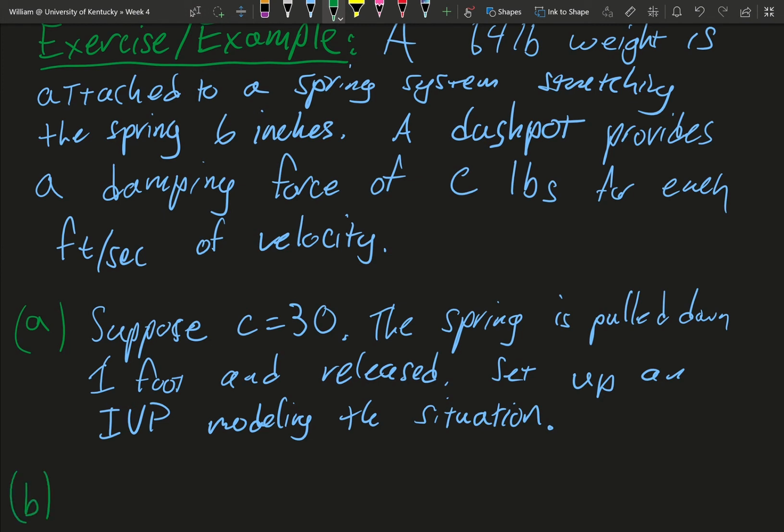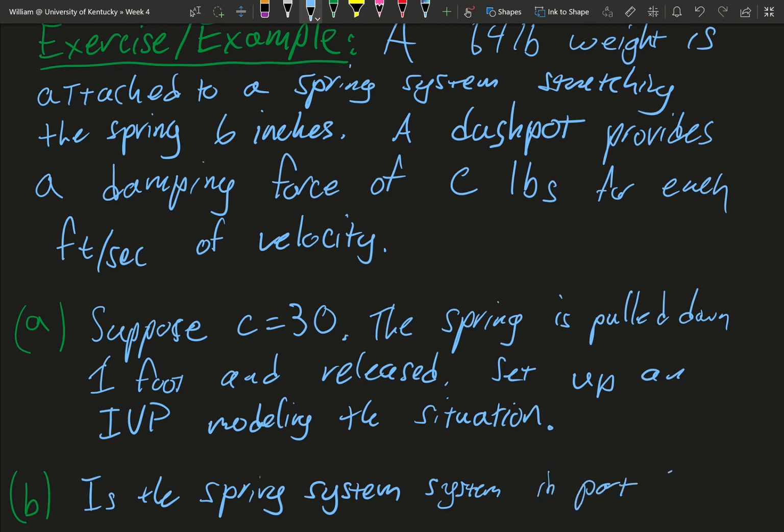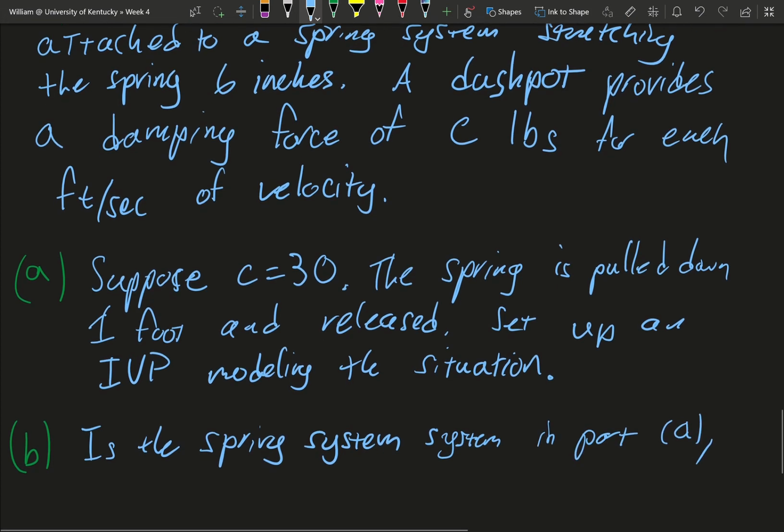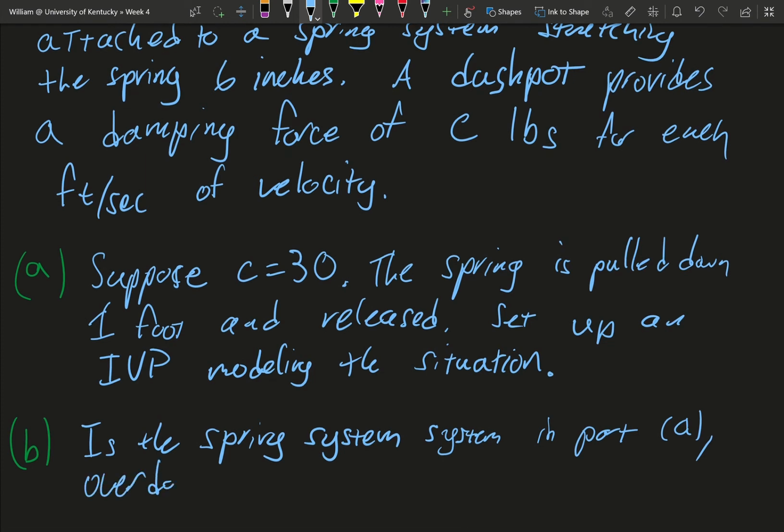All right, for part B, just want to know, is the spring system in part A overdamped, critically damped, or underdamped?